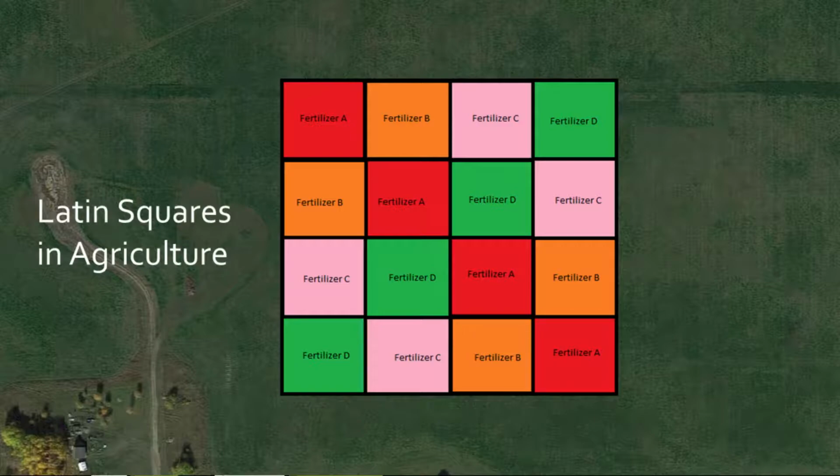This would allow us to test every fertilizer 4 times while minimizing variability between the crops. The resulting data will allow us to fairly compare each fertilizer's performance. This is a fantastic example of the usefulness of Latin squares in real life. This application is very useful to chemical engineers and agricultural engineers.